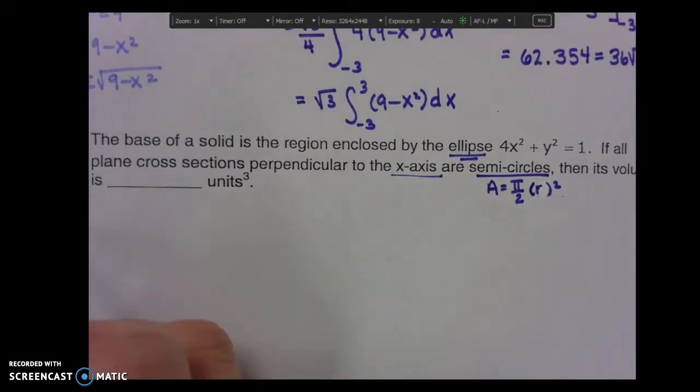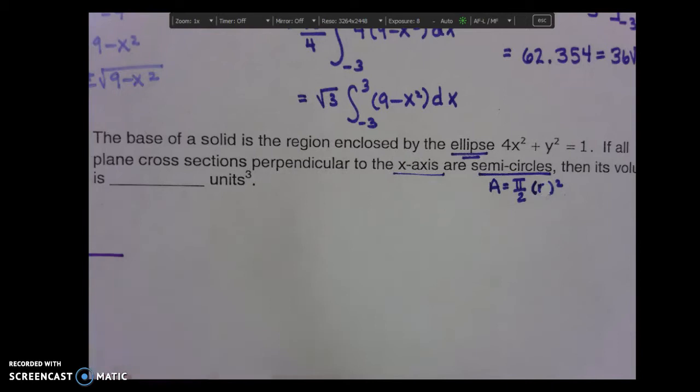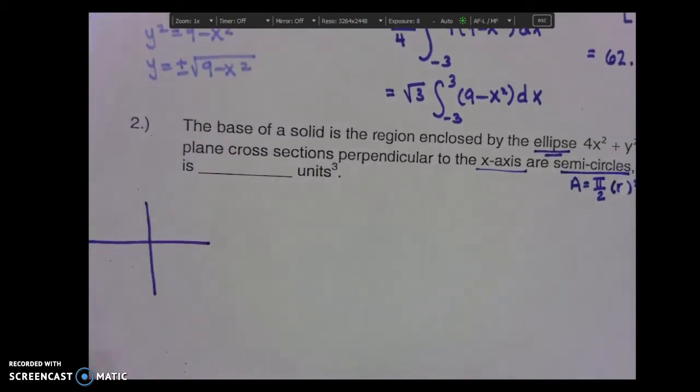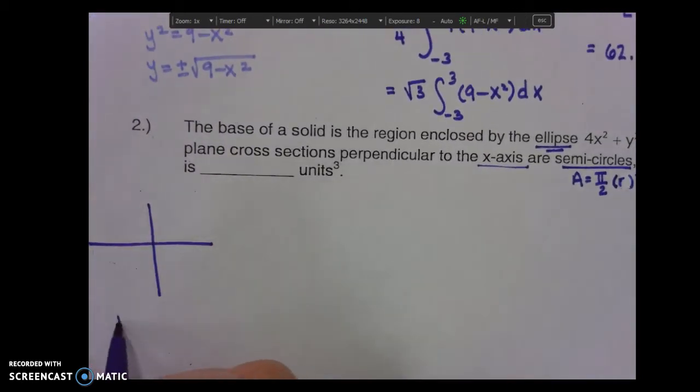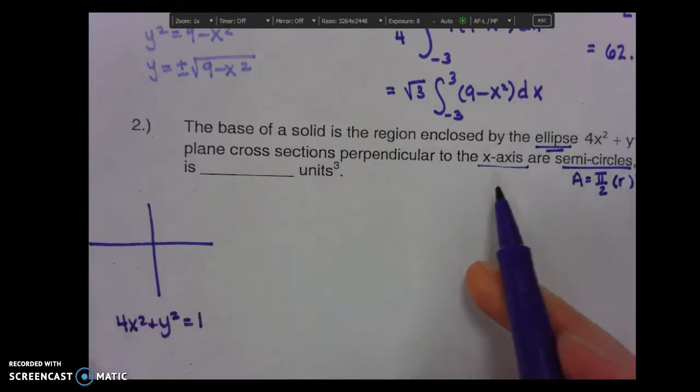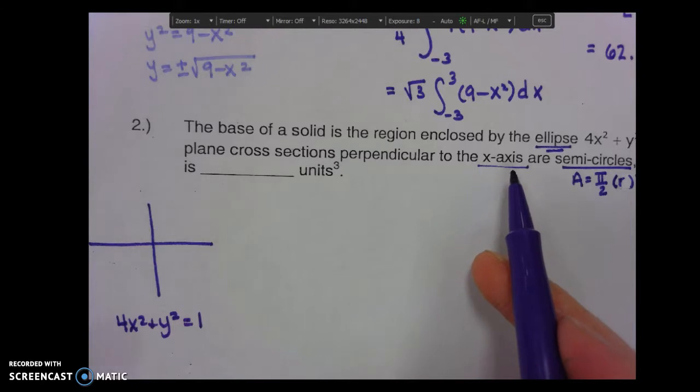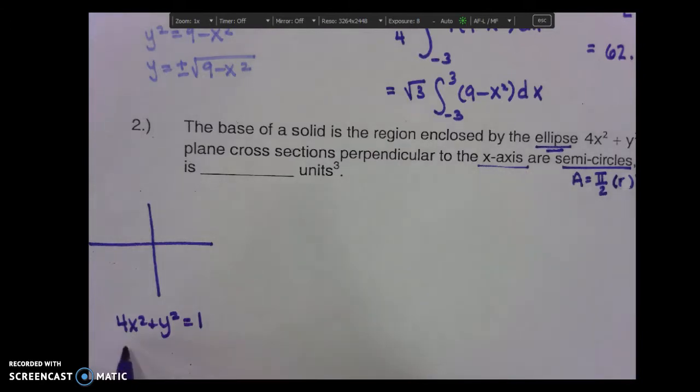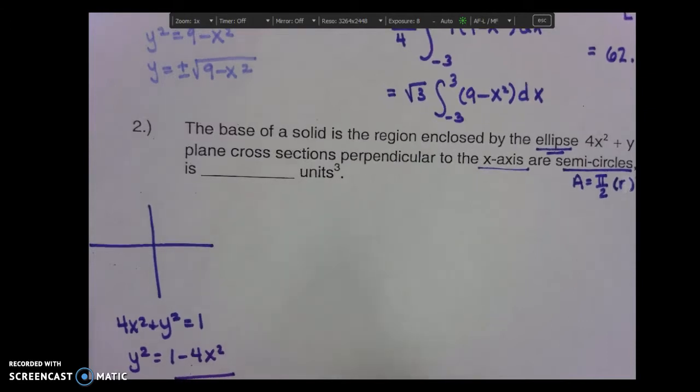Well, the very first thing I better figure out is what the region is that I'm stacking all of these semicircles on. So we've got 4x squared plus y squared equals 1. Since I'm perpendicular to the x-axis, that means I'm going to be integrating with respect to x, which means I'm going to solve for y. y squared equals 1 minus 4x squared. y equals, again, the square root, plus or minus, of 1 minus 4x squared.